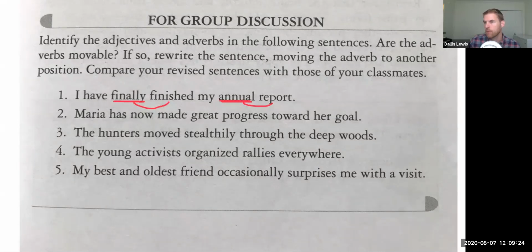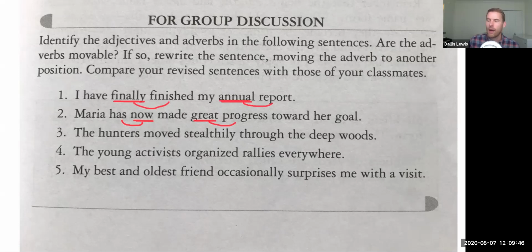It's annual. Maria has now made great progress toward her goal. Now, again, is one of these adverbs, and that's modifying has made, the whole verb phrase. And made great progress toward her goal. Great would be an adjective. What type of progress? Great progress.